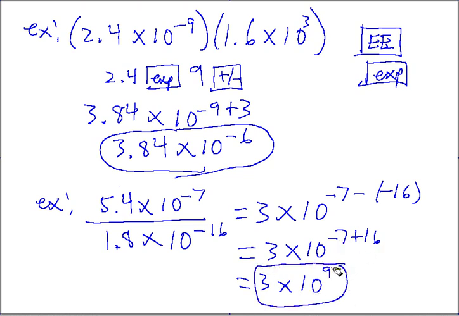So for division, you divide the non-exponential numbers first, then you subtract exponents on the exponential expressions. For multiplication, you multiply the non-exponential numbers first, then you add exponents on the exponential numbers. Correct? So we're basically following the rules of our exponential calculations here.